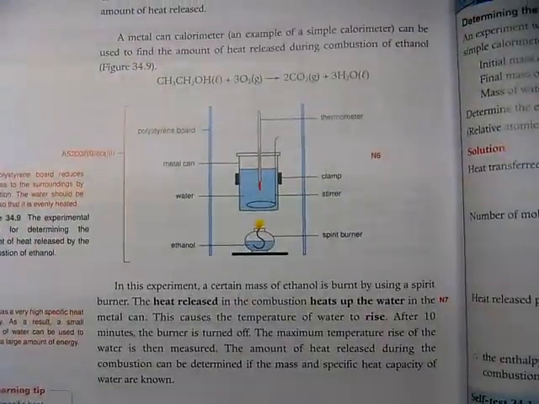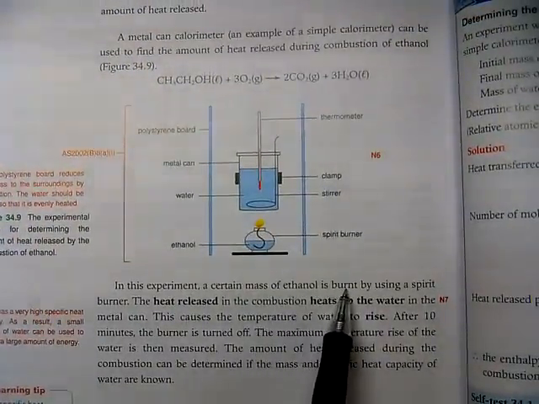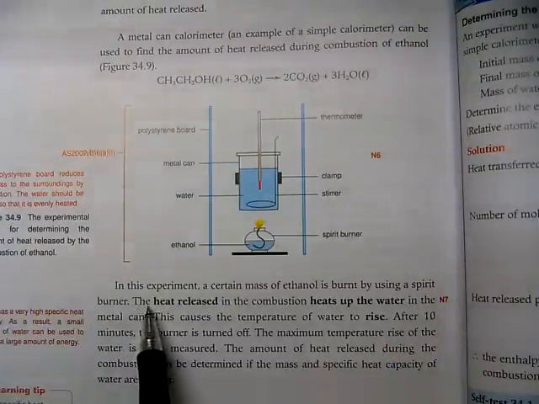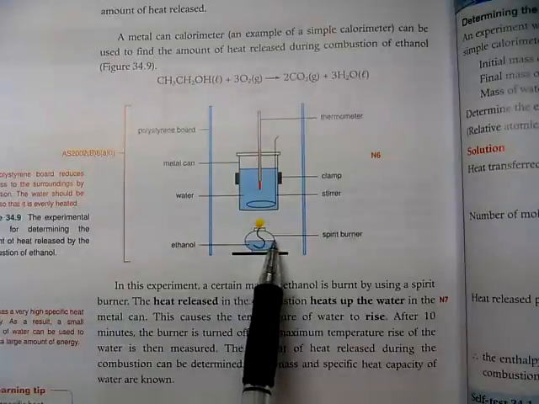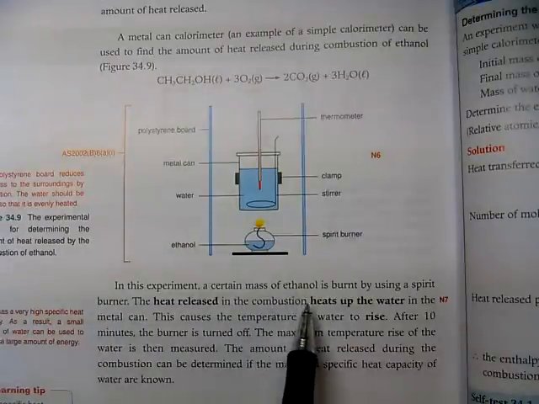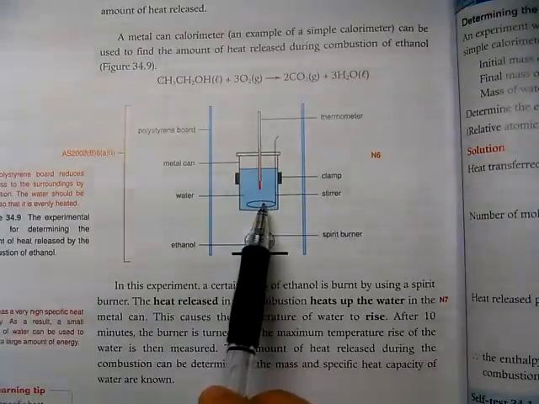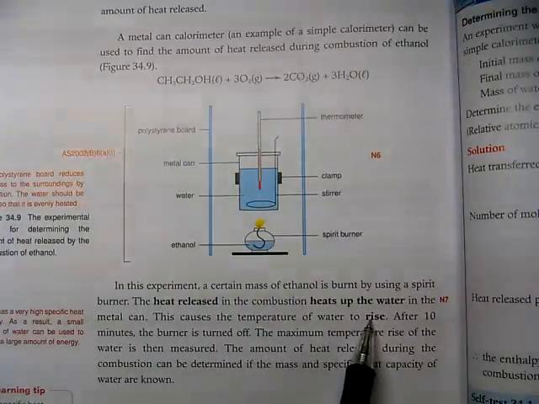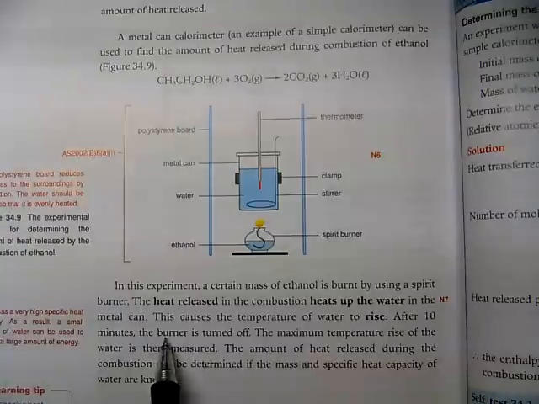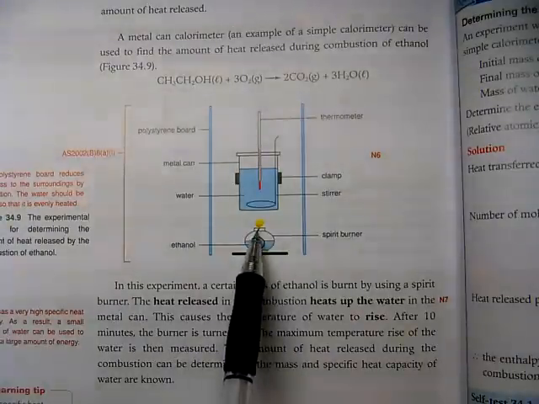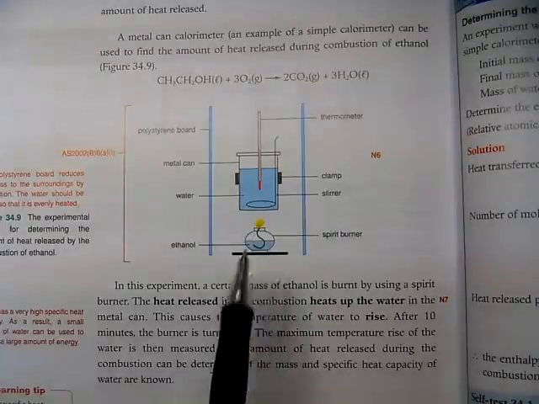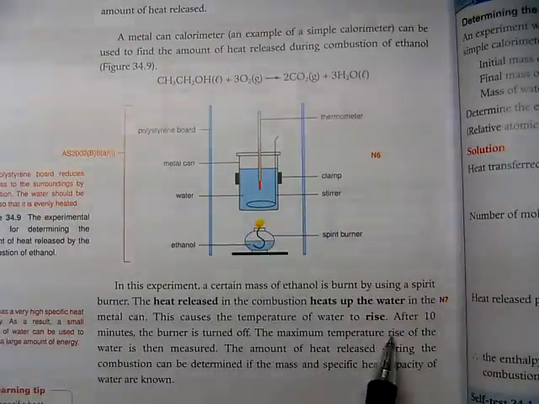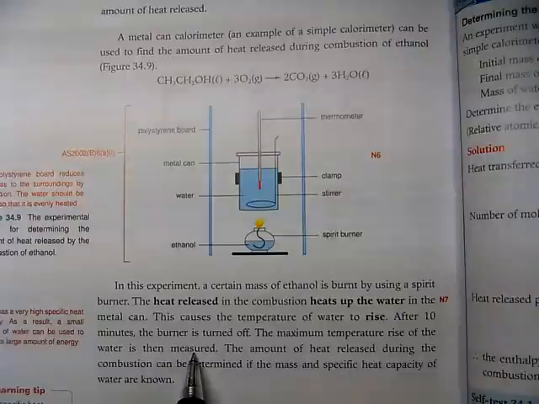In this experiment, a certain mass of ethanol is burnt by using a spirit burner. Underline this sentence, very important. The heat released in the combustion of ethanol heats up the water in the metal can. Understand? This causes the temperature of water to rise. After 10 minutes, the burner is turned off. Extinguish the flame by putting a metal cap on top. The maximum temperature rise of the water is then measured.